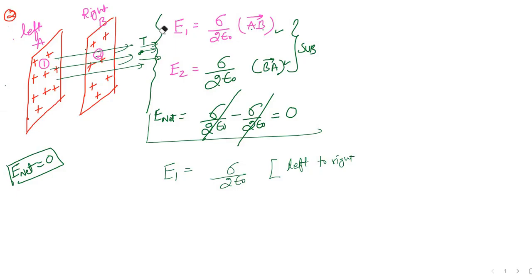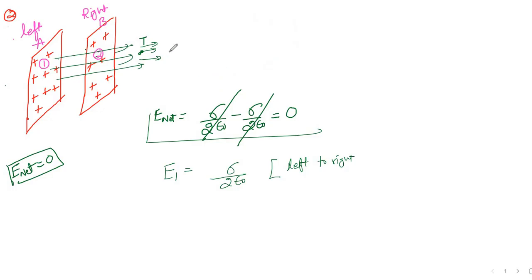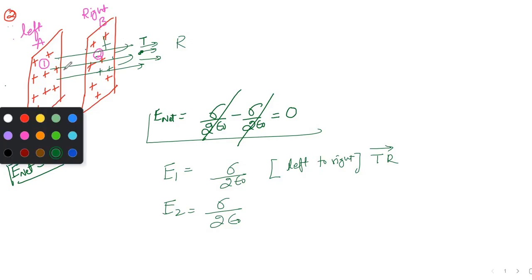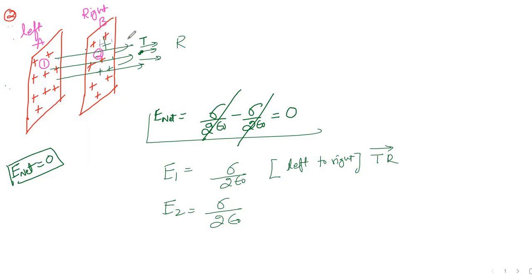Correct? From left to right. If you want, we can give some name also to this direction. Suppose T, let me call it R. So the direction will be TR here. Now what is E2? E2 will be, of course, the same formula due to the second sheet. And what will be the direction? Same formula, but this is also plus. So it will be away from this sheet also.